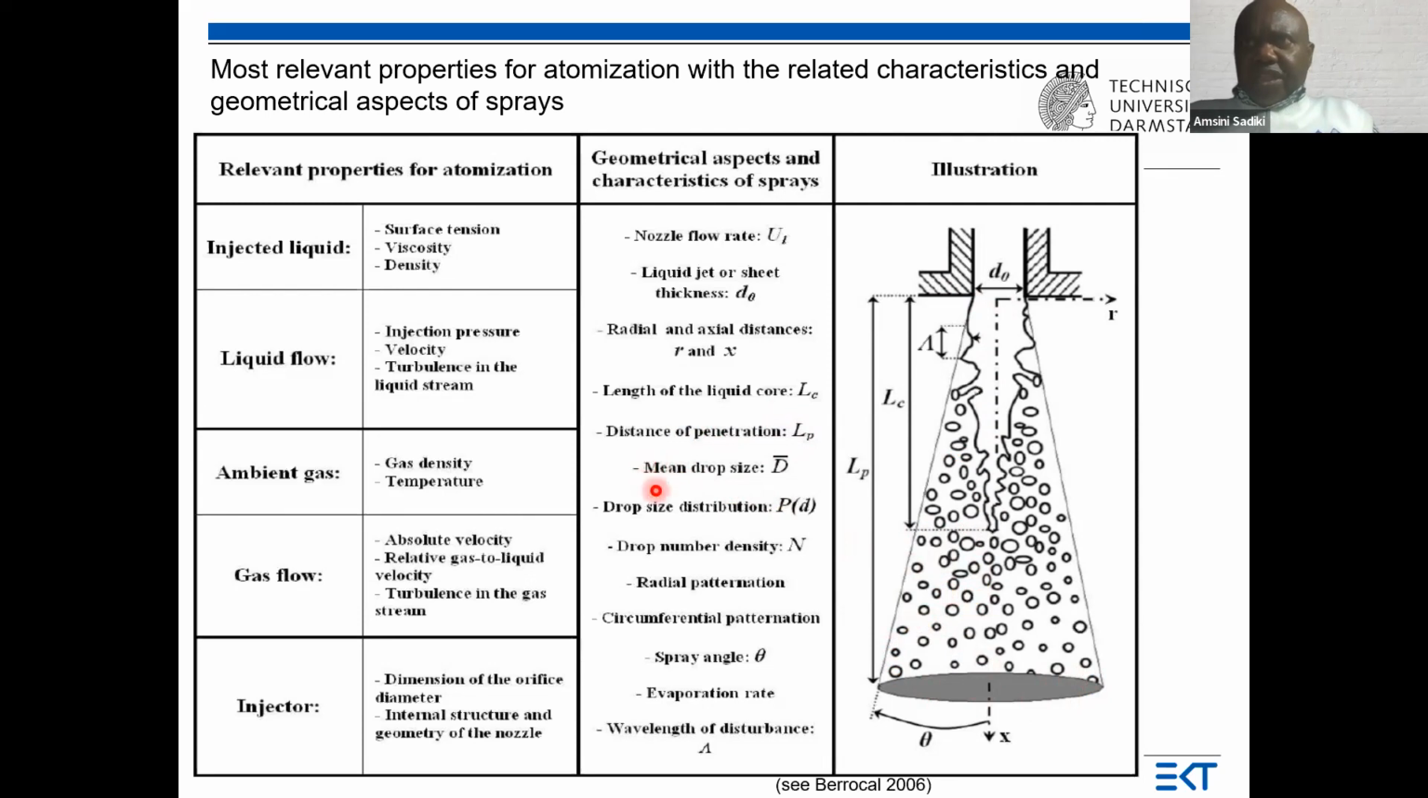So we have also the mean droplet size we have introduced. We have the drop size distribution, this was our F. The droplet number density, our small n or large n. We have the radial patternation, circumferential patternation, or radial also. We have the spray angle, the evaporation rate, and the wavelength. So all these parameters are relevant if we would like to investigate the atomization process.